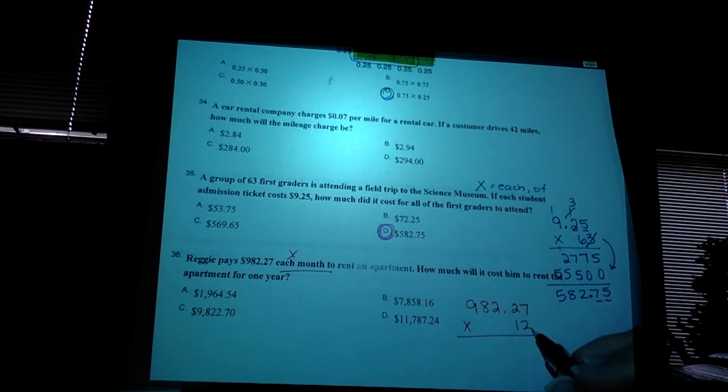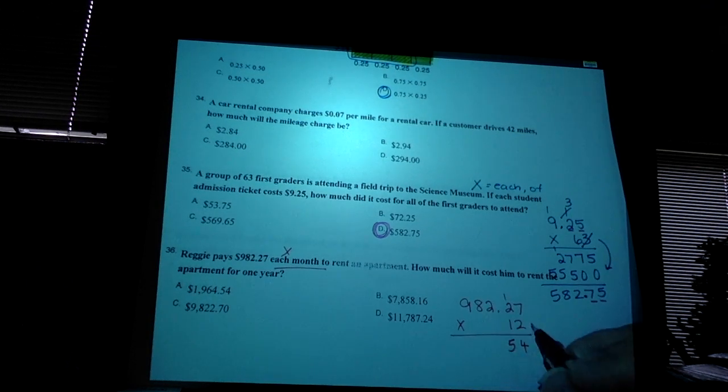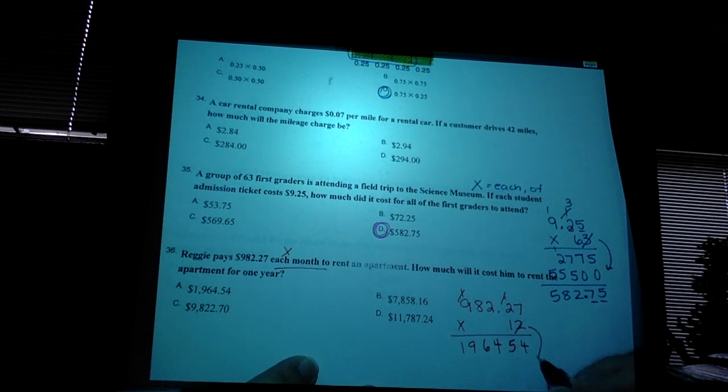Okay? So 2 times 7 is 14. 2 times 2 is 4, plus 1 is 5. 2 times 2 is 4. 2 times 8 is 16. Put down my 6 and carry my 1. 2 times 9 is 18, plus 1 is 19. Y'all, I know I'm going fast. Click that pause button. Cross off everything I've used.